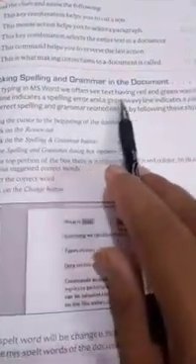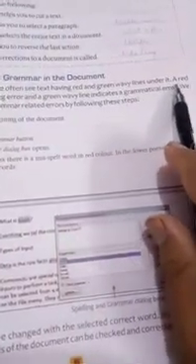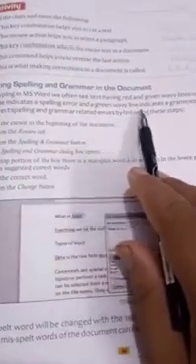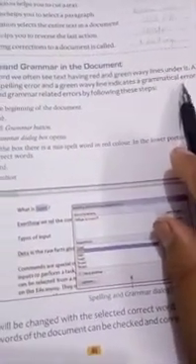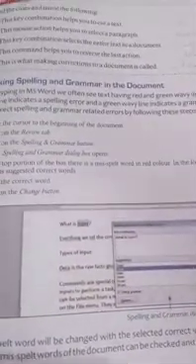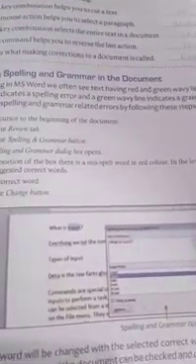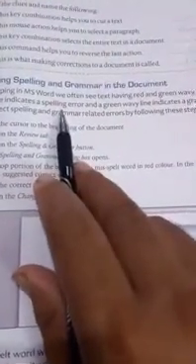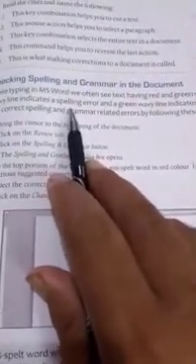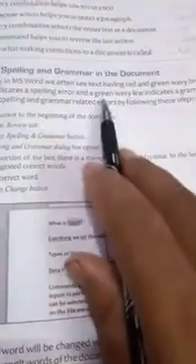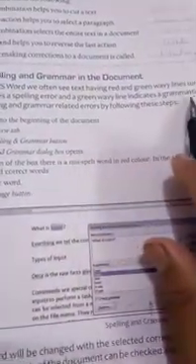Okay, so we start with checking spelling and grammar in the document. While typing in MS Word, we often see red and green wavy lines under words. A red wavy line indicates a spelling error and a green wavy line indicates a grammatical error. Students, when you type in MS Word, I think you have already seen two types of wavy lines shown on the screen. One is red and another one is green. A red wavy line shows a spelling error. If any spelling is mistaken, it is shown by a red wavy line, and if there is any grammatical mistake, the green wavy line indicates a grammatical error.